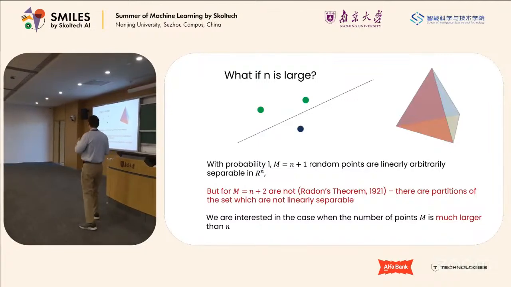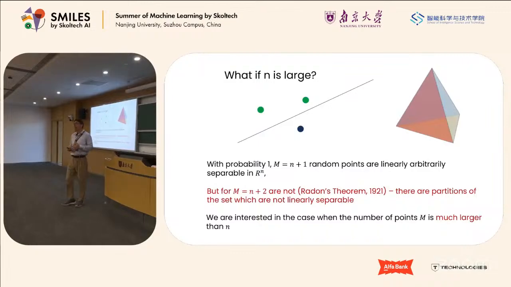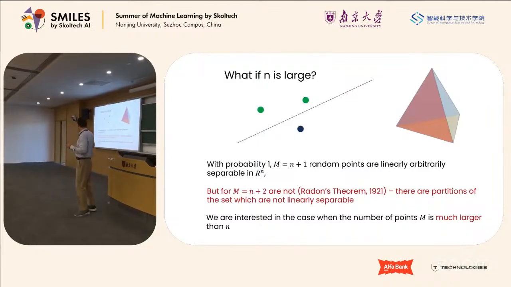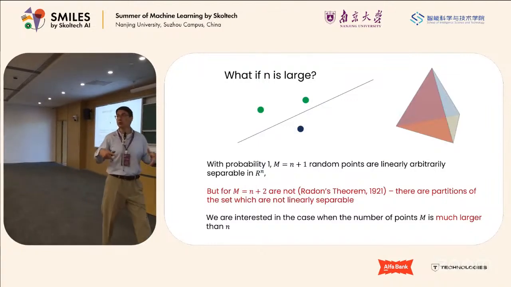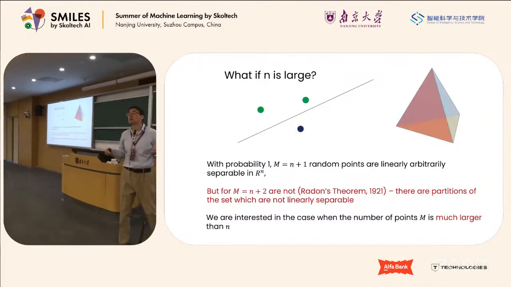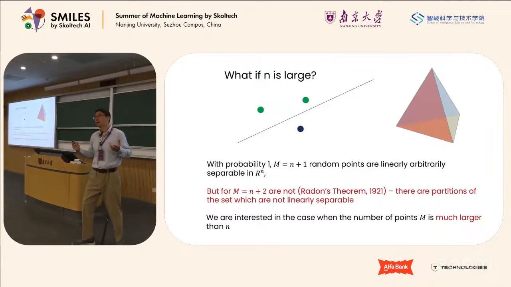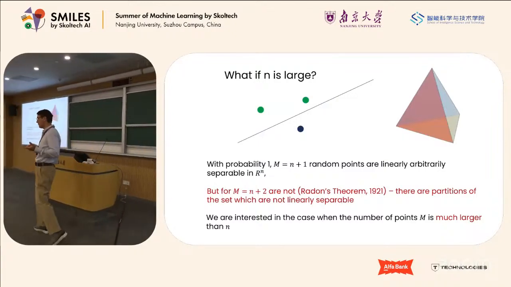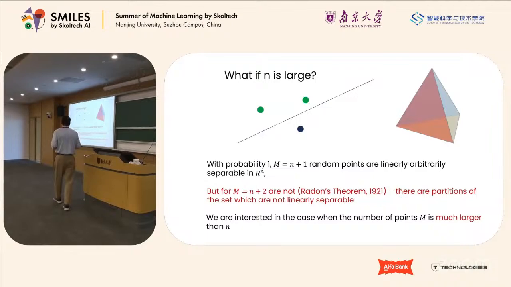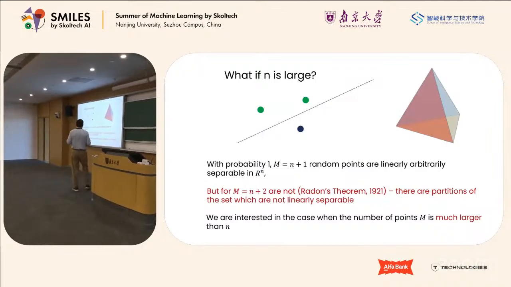Unfortunately, in this case, Radon's theorem says that you cannot guarantee that you can do it, because for dimension n, sets comprising n plus 2 points will contain partitions whose convex hulls intersect, meaning that those partitions are not linearly separable. So is it the end of the story?